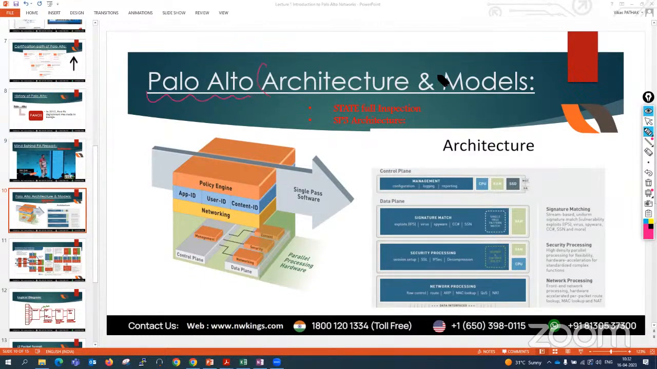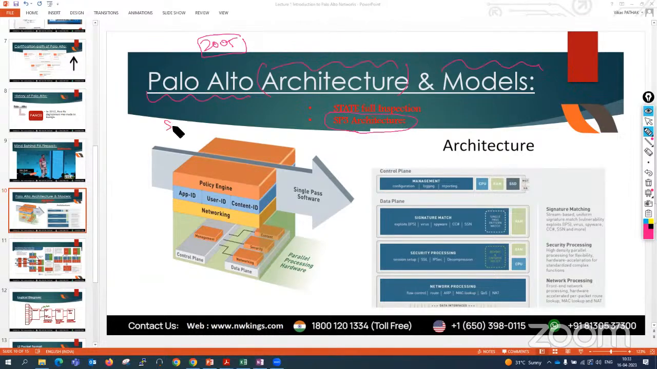Now architecture. In approximately 2005, they came up with this particular solution with this particular architecture, and from there this solution, this architecture, has boomed the market. What is the reason behind it? The reason is the architecture of Palo Alto, the model of Palo Alto. Their architecture is called SP3 architecture. What do you mean by SP3? Single pass parallel processing hardware.